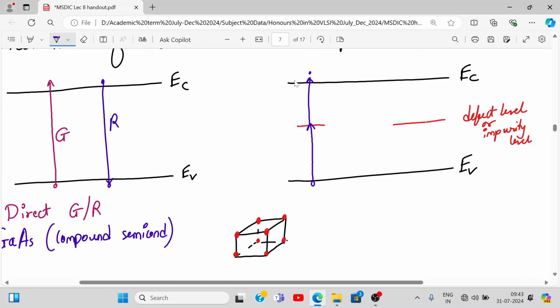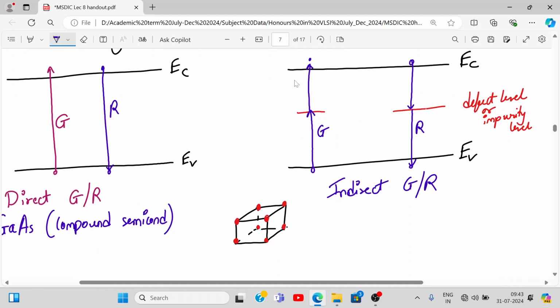And this is the generation process. What about the recombination? Same thing. This is the recombination process. All right, and this is true for indirect. This is called indirect. Why indirect? Are you understanding now? Via the defect level. So this is indirect generation and recombination, and this happens in elemental semiconductors, which is silicon.